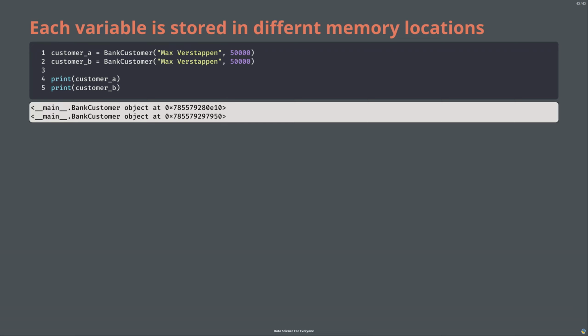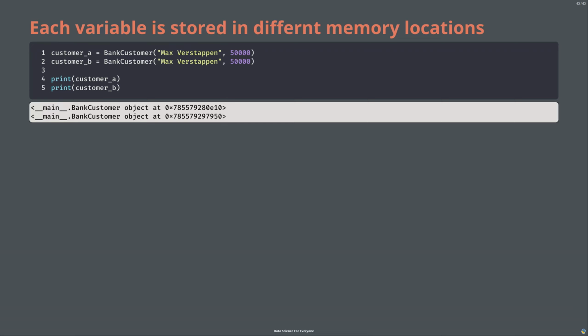When Python creates an object, it sets aside a block of memory for it. The variable, like customer A, just holds a reference to that memory. So when we create customer A and customer B, Python gives each of them their own separate space in memory.